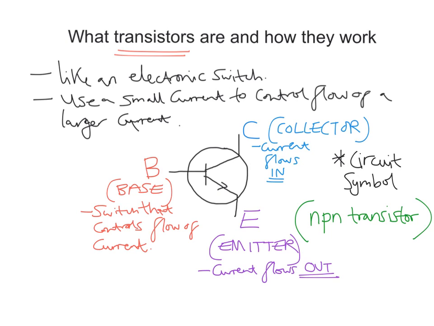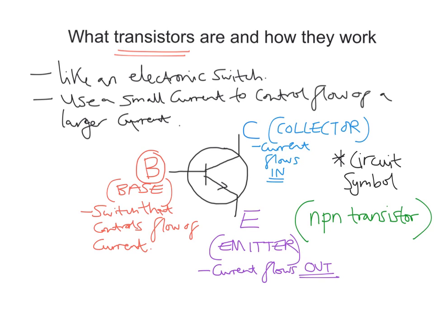So we've got the base, the switch that controls the flow of current. Current can flow into the transistor through the collector, and if we have a small current applied to that base, then it allows the large current to flow through that collector and ultimately out of the emitter. So we've got three components to this transistor. So you can see it acts like a switch. We need a current applied to this base to allow the flow of a large current through this entire component.